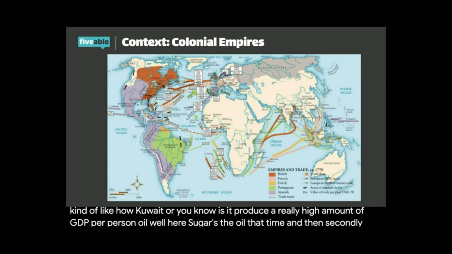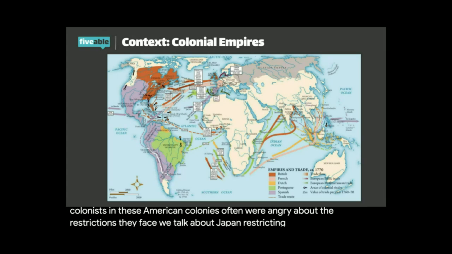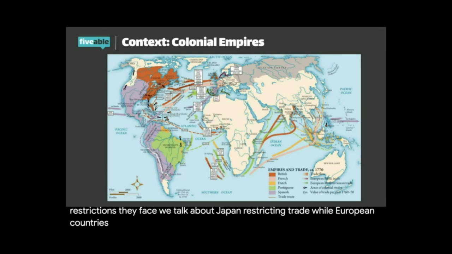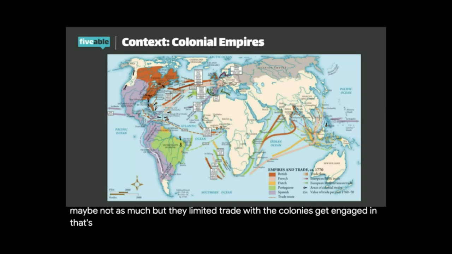And then secondly, the colonists in these American colonies often were angry about the restrictions they faced. We talked about Japan restricting trade, while European countries under mercantilism limited trade, maybe not as much, but they limited the trade that the colonies could engage in. That's one of the reasons for the revolution.